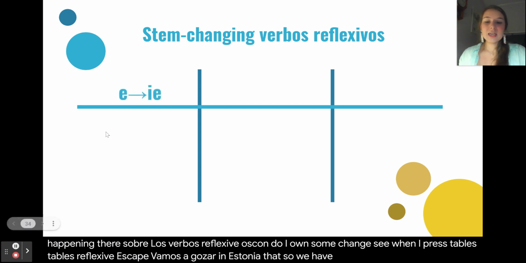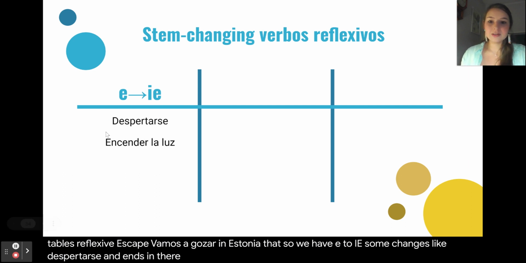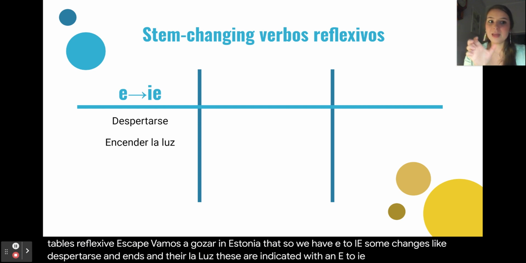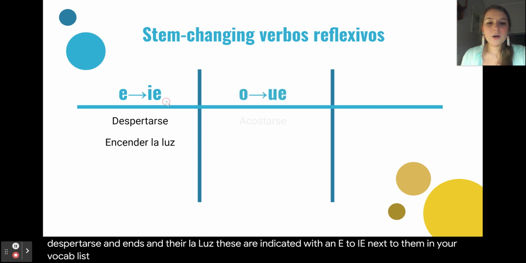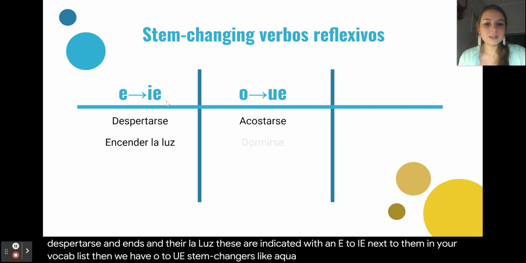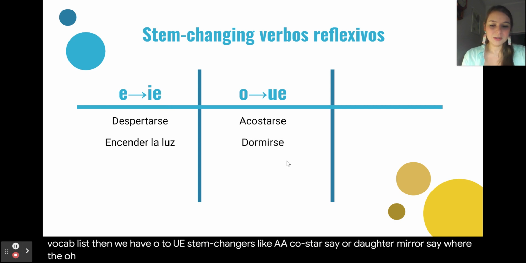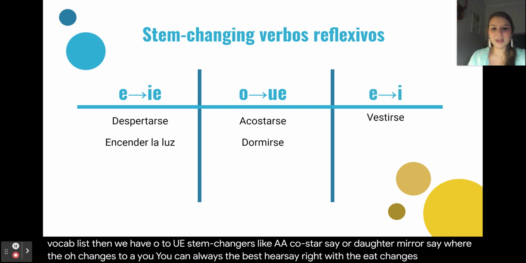So we have E to IE stem changers like despertarse and encender la luz. These are indicated with an E to IE next to them in your vocab list. Then we have O to UE stem changers like acostarse or dormirse, where the O changes to a UE, again indicated in your vocab list. Y finalmente, vestirse, right, where the E changes to an I.